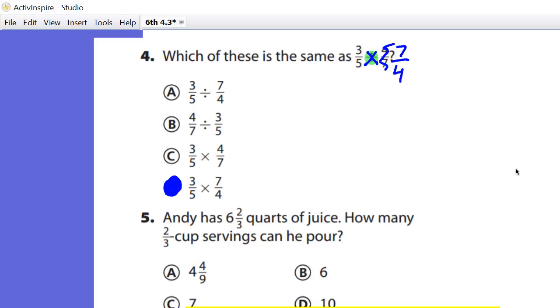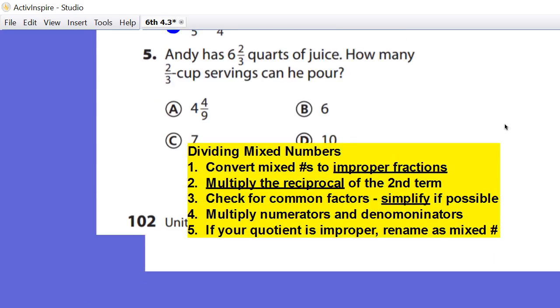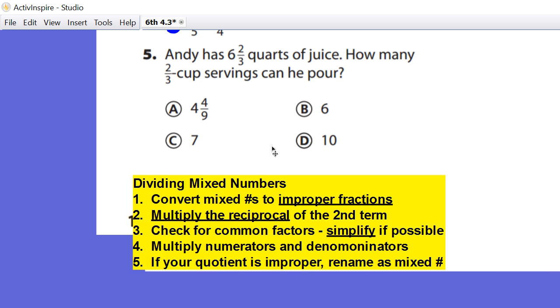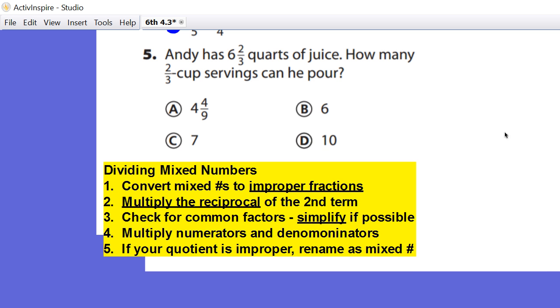Let's move into view number 5. Number 5 is Andy has 6 2/3 quarts of juice. How many 2/3 cup servings can he pour? Take the total amount of juice that you have, 6 2/3, and you divide that by the serving size, which is 2/3. And your checklist can help you on this one.